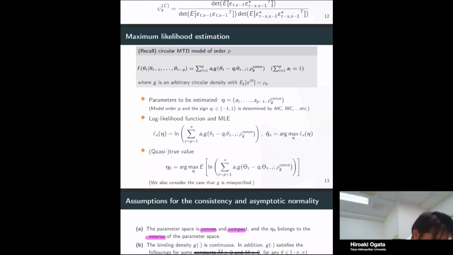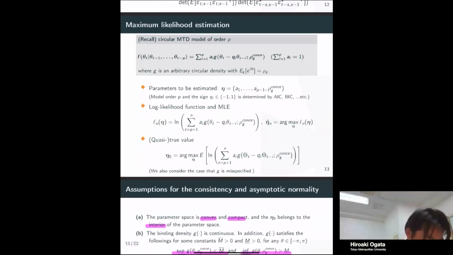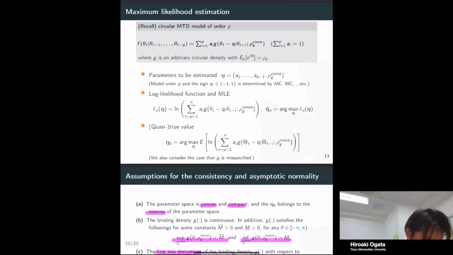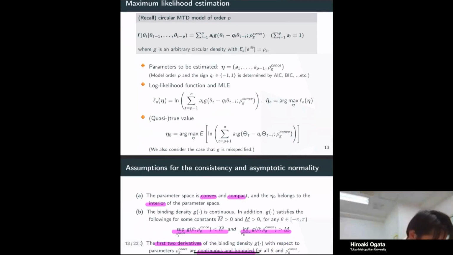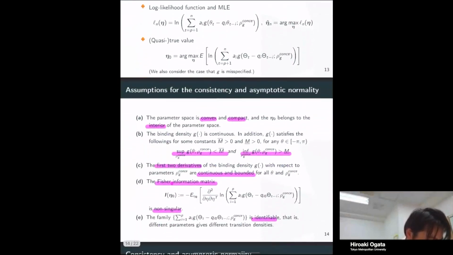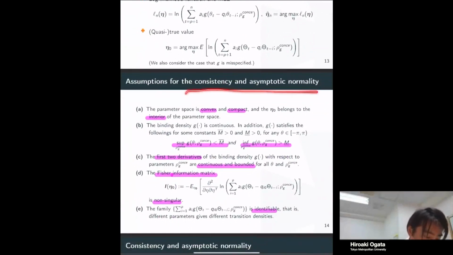We also consider the case that Z is misspecified. Anyway, we can define the maximum likelihood estimator. For the consistency and asymptotic normality, we assume several assumptions here.